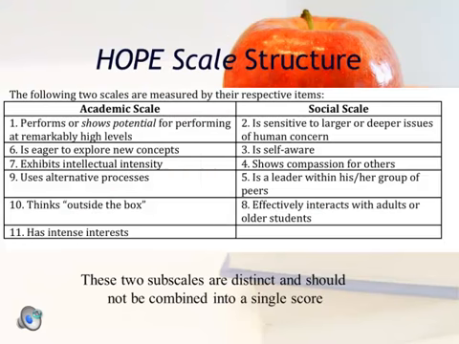Although the Hope Scale appears as if it's one single instrument, it's actually measuring two rather distinct subscales, an academic subscale and a social subscale. Now, it's very important that although these do appear on one instrument, they should not be summed together to make one large score. Instead, they should be taken separately to produce two different subscale scores that could be used in further identification. You can see the items on the left, items 1, 6, 7, 9, 10, and 11 make up the academic scale, and items 2, 3, 4, 5, and 8 make up the social subscale.